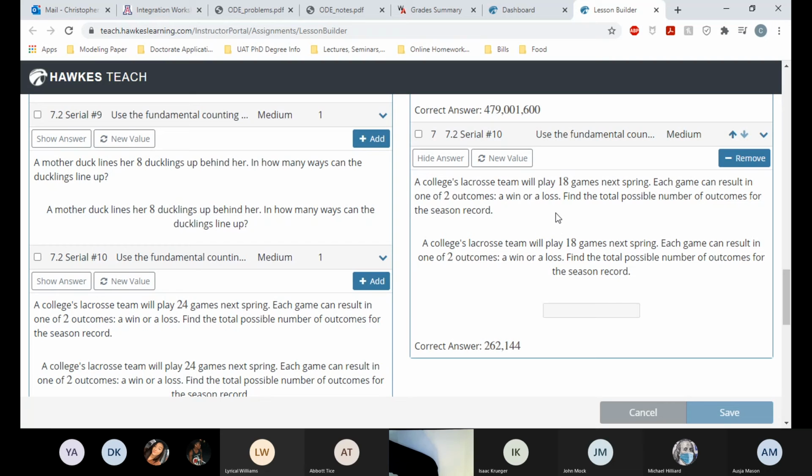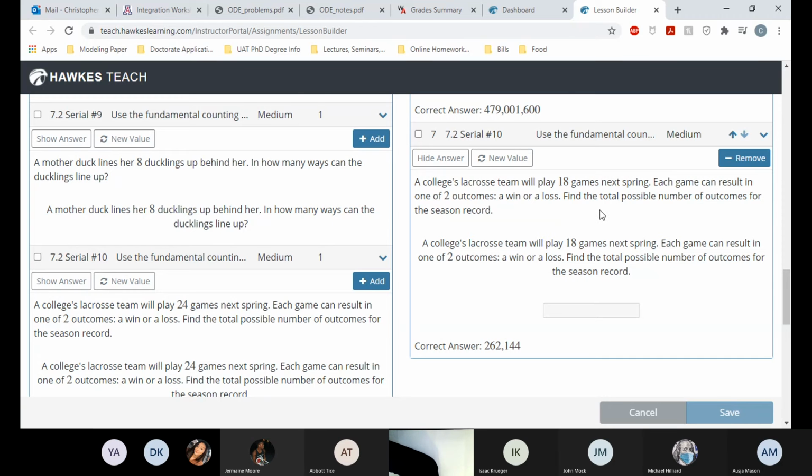All right, now this one says a college's lacrosse team will play 18 games next spring. Each game can result in one of 2 outcomes, a win or a loss. So this is like a coin flip thing. There are 2 outcomes for each event, a win or a loss. Find the total number of outcomes for the season record.